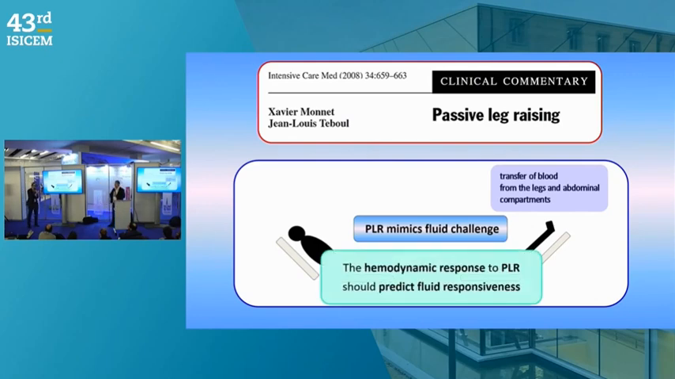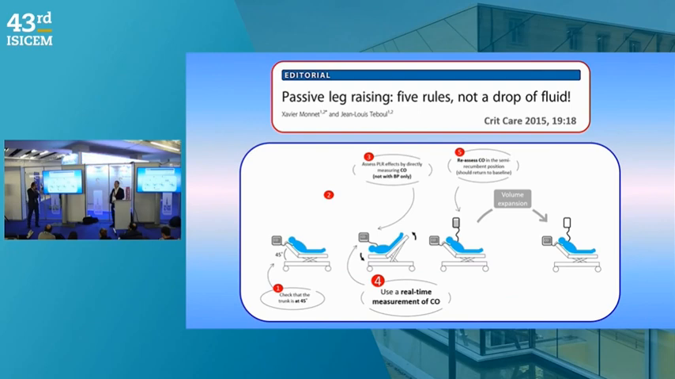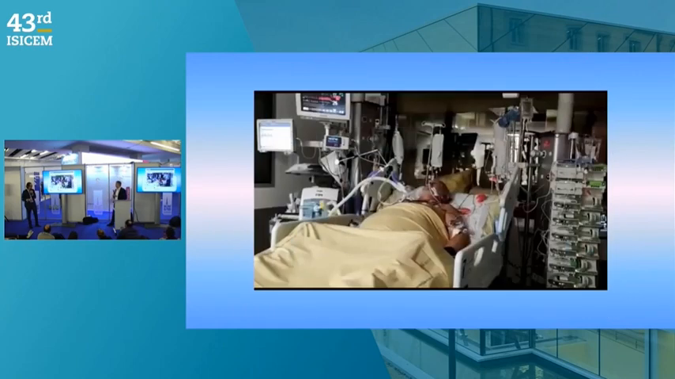And of course, you need to assess the response to PLR to predict fluid responsiveness, and you need a real-time measurement of cardiac output. Again, you cannot use transpulmonary thermodilution because it is too long. You need to average 3 measurements, 3 bolus injections, to evaluate the effect between baseline and maximum 1 minute later. Yeah, 1 minute. This means that you need to have a rapid response measurement. This is an example.